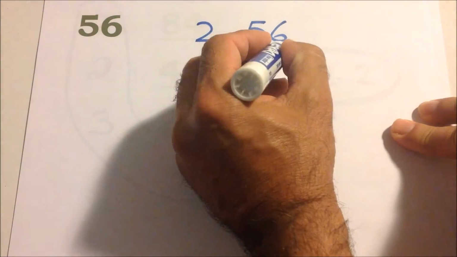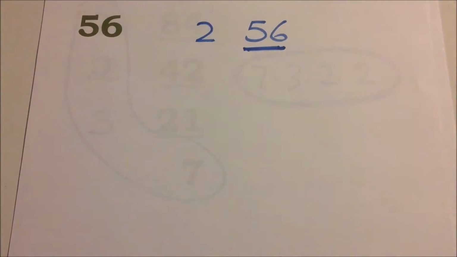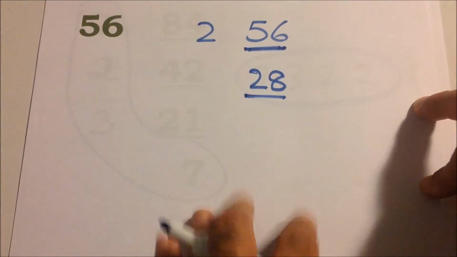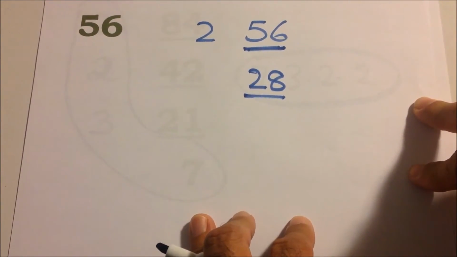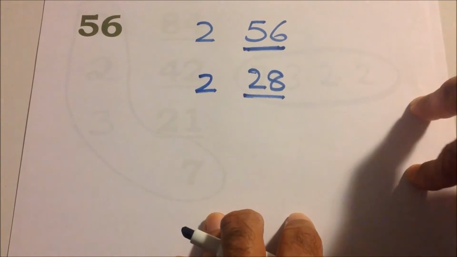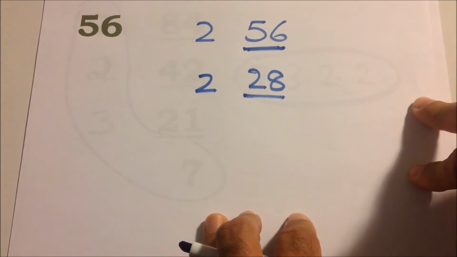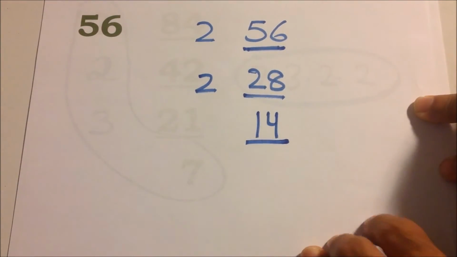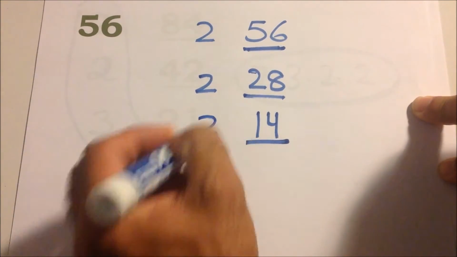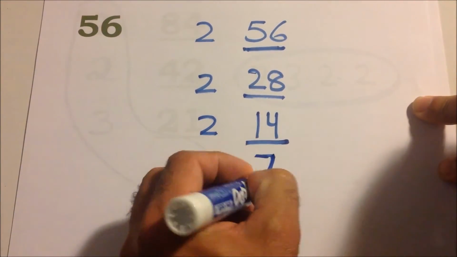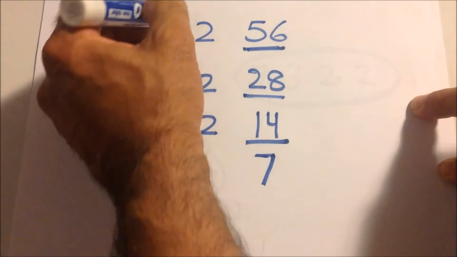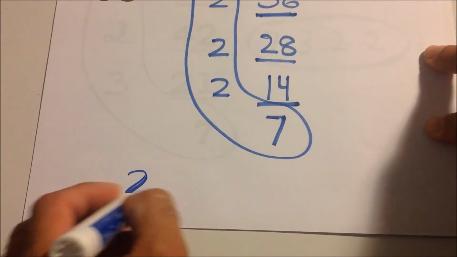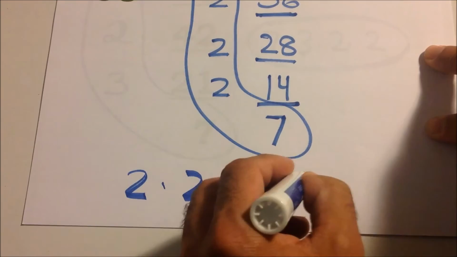What's the next step we do? Well, 2 goes into 56 28 times, so we have 28. Now we need the lowest prime number again, which is 2 again. So 2 goes into 28 how many times? 14 times. What is the lowest prime number now? 2 again. 2 goes into 14 7 times. So now we finally have a prime number. We're done. This is the prime factorization of 56. So it's 2 times 2 times 2 times 7.